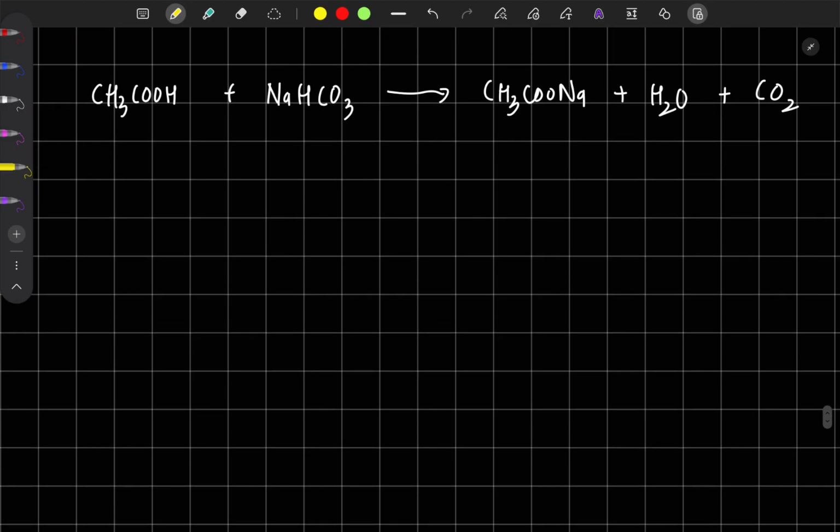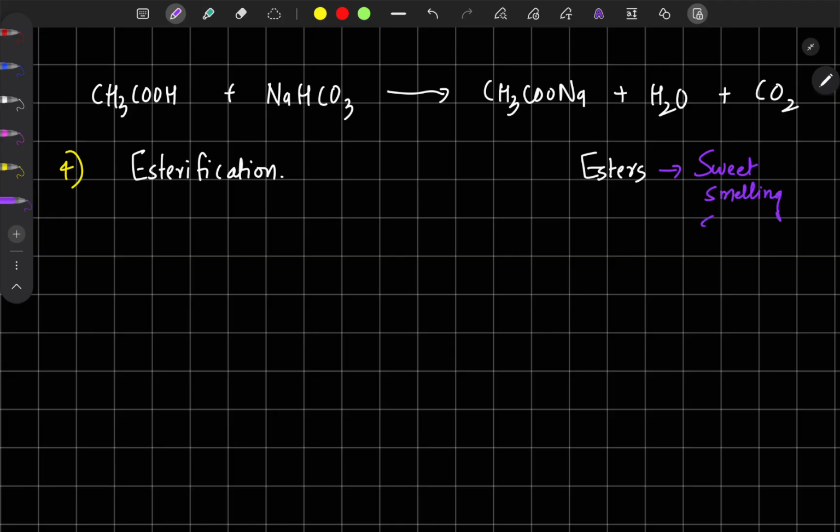Now the very last reaction is a new one. This is called the esterification reaction. By the term itself, you need to identify that these reactions will create something called esters. Now the question is, what are esters? Esters are sweet smelling substances. They have a very pleasant smell, a sweet fruity smell we can say.